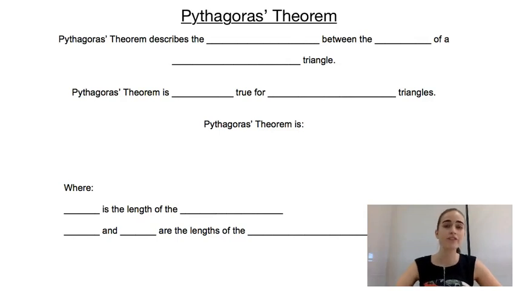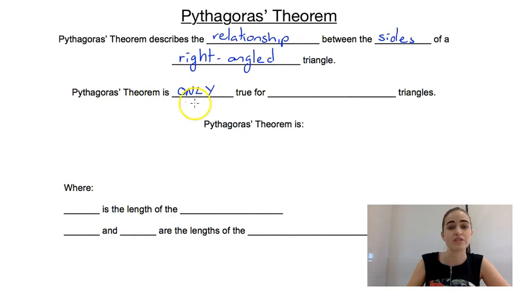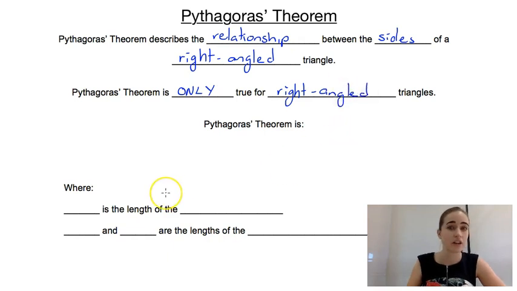In this video, I want to have a look at Pythagoras' theorem, what it is and how we can use it. So Pythagoras' theorem describes the relationship between the sides of a right-angled triangle. So Pythagoras' theorem is only true, I'm going to write that in capitals, it is only true for right-angled triangles. So if we have any other type of triangle, Pythagoras' theorem doesn't hold true. It has to be a right-angled triangle.